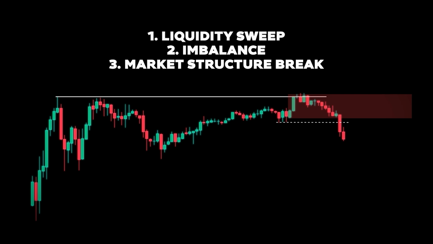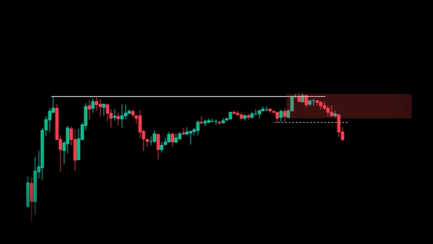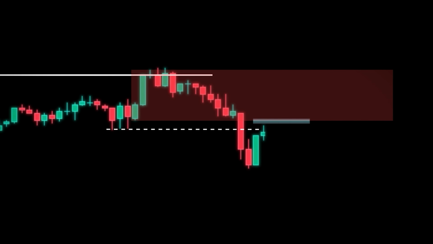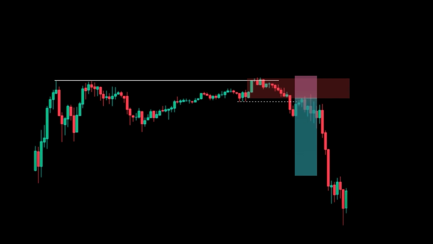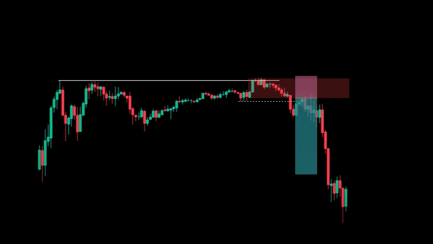Now, all the rules that we've laid out have been met for a high probability supply zone. You know what to do now. Look to enter that short, set your stop loss above, and adjust to whatever risk to reward you want.